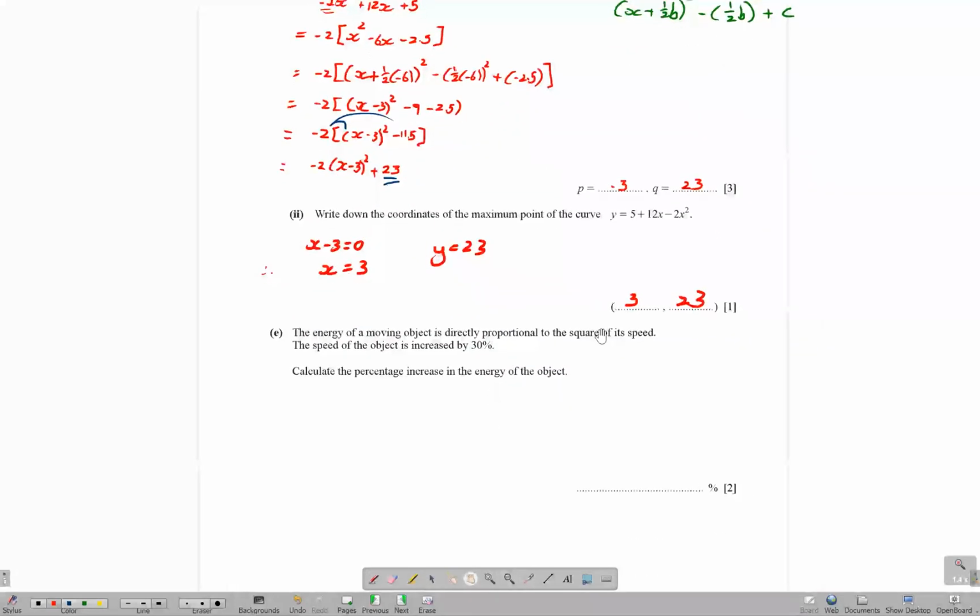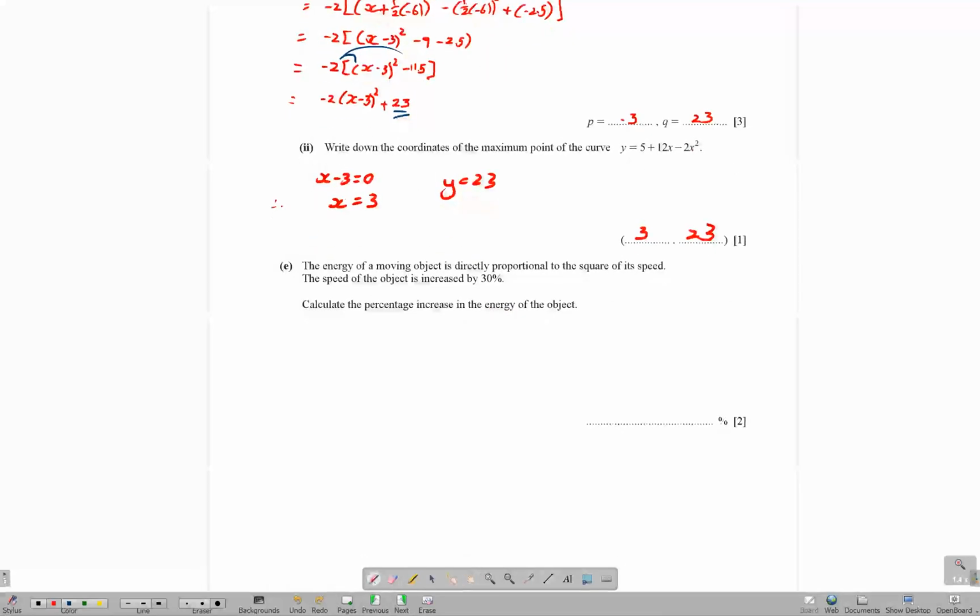Okay, moving on. Let's see. Okay, E. The energy of a moving object is directly proportional to the square of its speed. Okay, so this is proportionality or variation. And the speed of the object is increased by 30%. Calculate the percentage increase in the energy of the object.